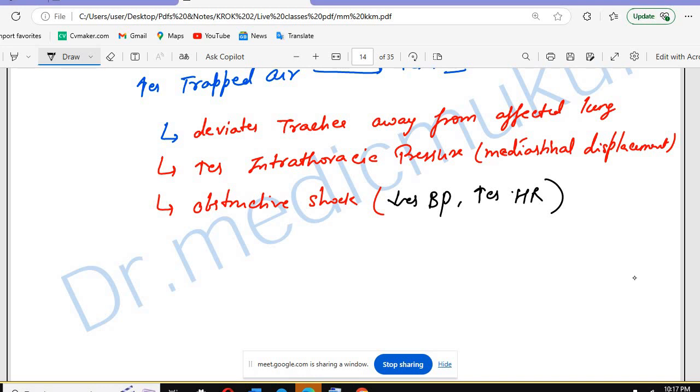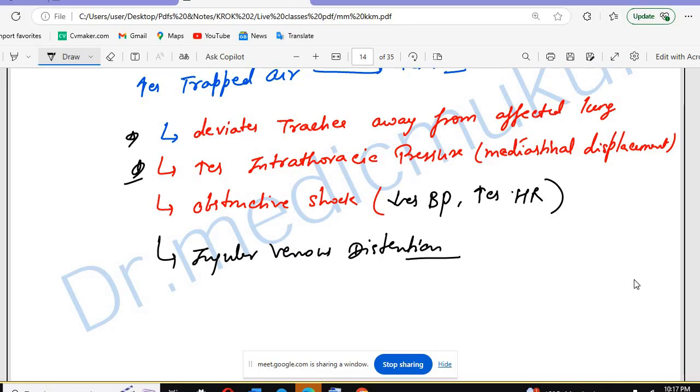And it can also cause what? Jugular venous distension. JVP findings will be there. Okay, so these two points you have to remember. These two points will be coming in the question itself, though not commonly asked.